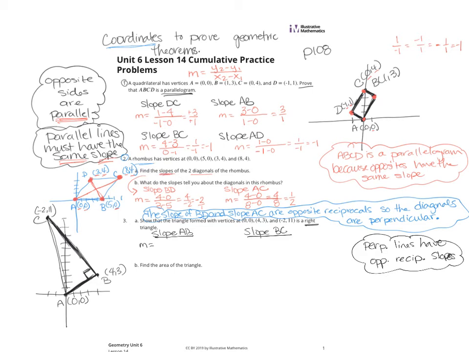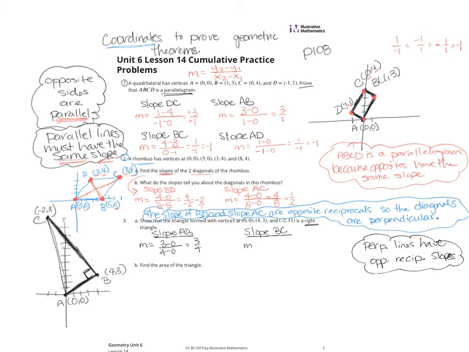A is 0, 0, and B is 4, 3. It doesn't really matter if I start with a 3 or the 0. So let's start with 3. 3 minus 0 over the difference in my x's. That would be 4 minus 0. And so my slope is 3/4. Great. So now let's find the slope of BC.